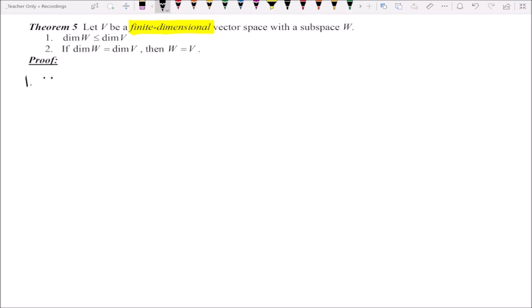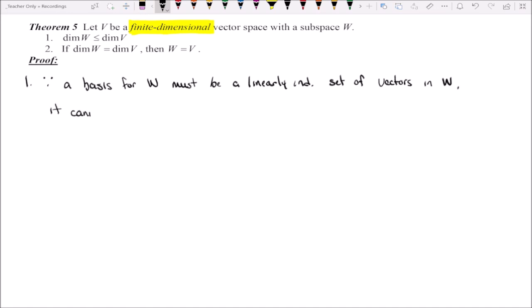For the first statement, since a basis for W must be a linearly independent set of vectors in W, it cannot contain more vectors than does a basis for V, right? Because W is a subset of V. That proves that the dimension of W must be less than or equal to the dimension of V.